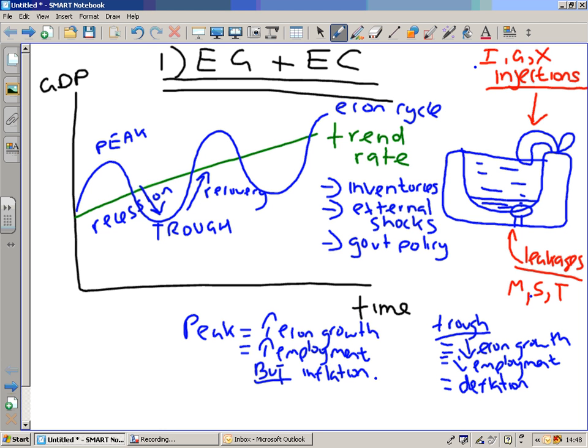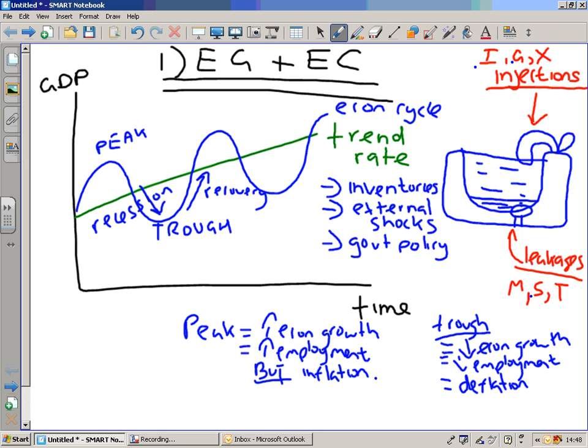At a trough, we know that we've got problems of high unemployment and low economic growth. Here the government might use expansionary policy. For example, fiscal policy, increasing government spending. Government spending is an injection, gives the economy a boost, we have positive multipliers, and the economy recovers again.